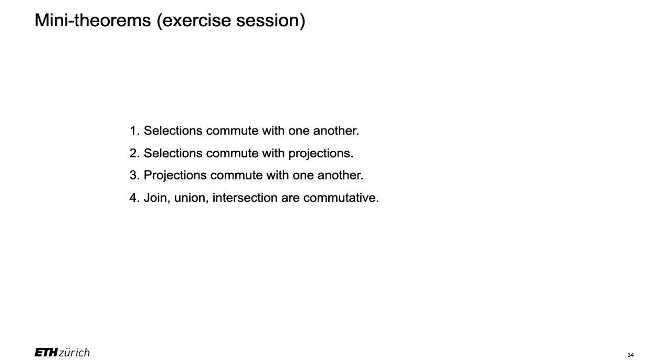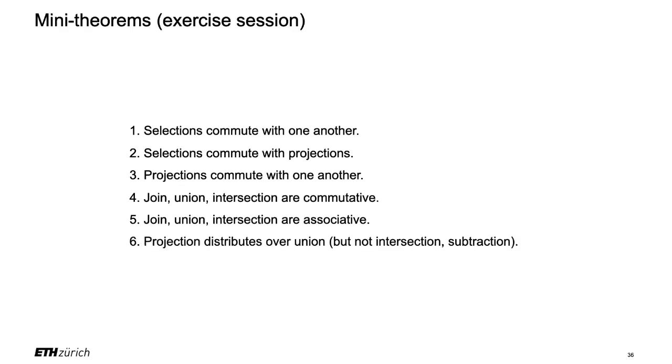Then we have yet another one. It's that join, union, and intersections are associative. It means that if you take three tables and you try to do R join S join T, it's the same regardless of how you group it, right? If you join 10 tables, it doesn't matter how you compute the joins, in which order you compute the joins, right? So it is associative.